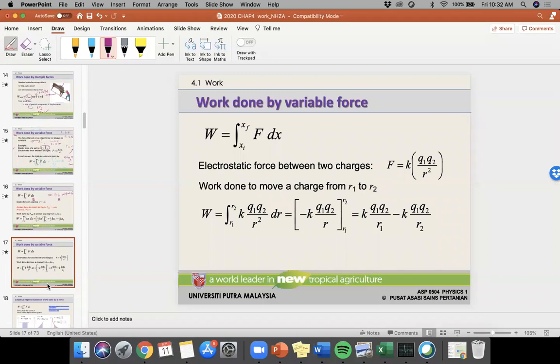This one is okay. Okay, so there's another varying force, electrostatic force between two charges.